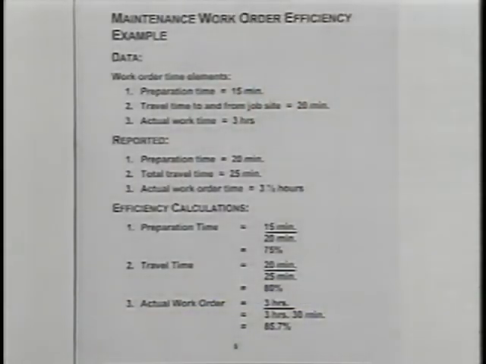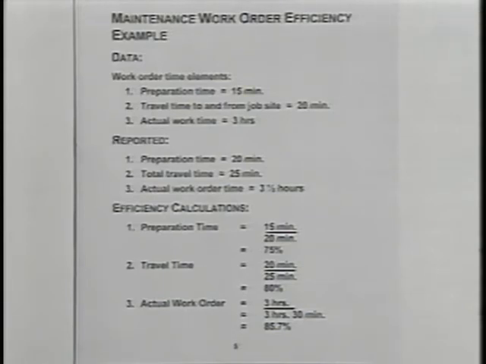If you would now turn to page number 5, we have an example of how efficiency and utilization is calculated. So the data that is going into this particular exhibit reflects the work order time elements, and those would be the preparation time. Don't forget, these are coming right off of the work order, which is 15 minutes. The travel to and from the job site is 20 minutes, and then the actual work order time is 3 hours. Now, those are the time elements that are on the work order.